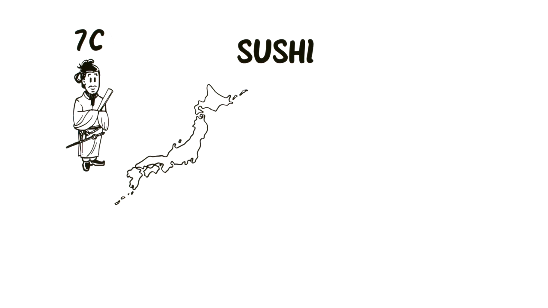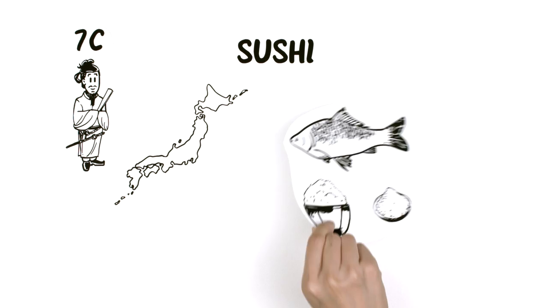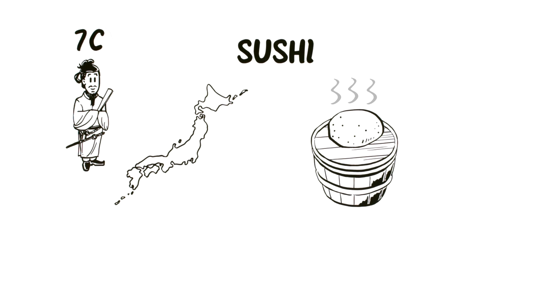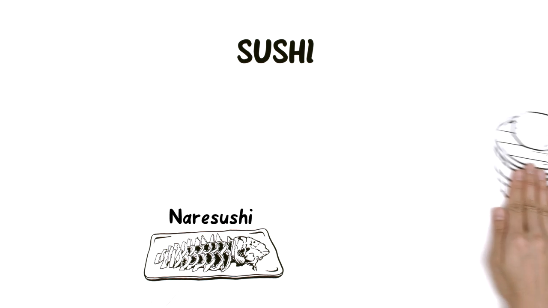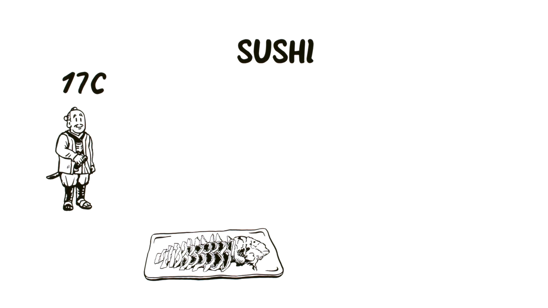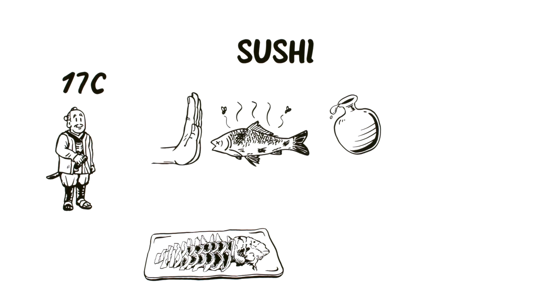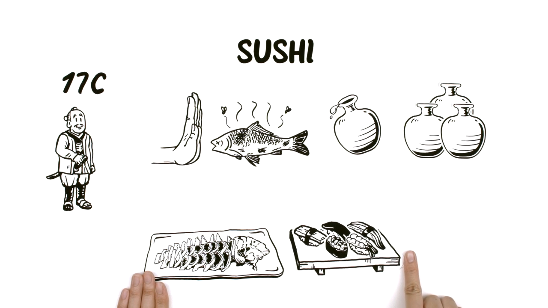People found that mixing fish with salt and rice and leaving it to pickle produced a fermented dish they called narezushi. By the 17th century, the use of vinegar to prevent fish spoiling had become widespread. Sushi could now evolve.